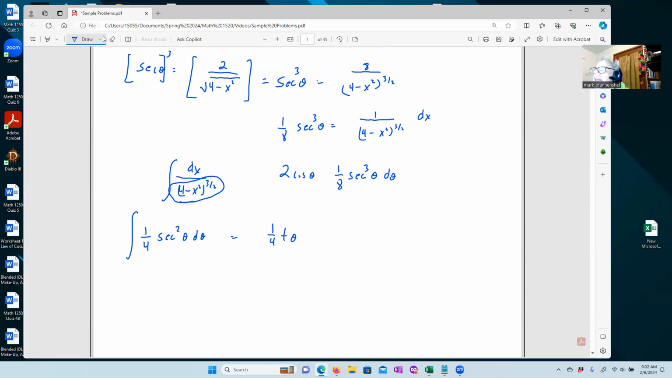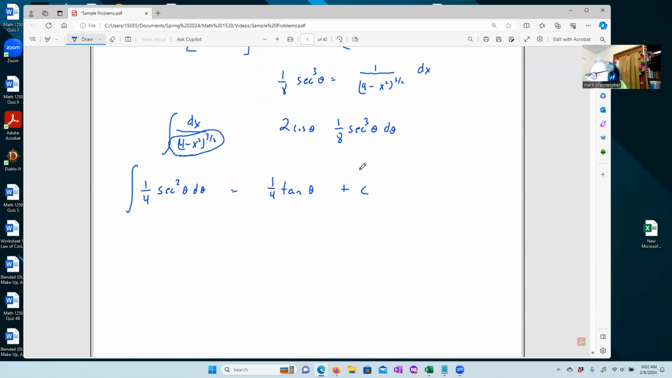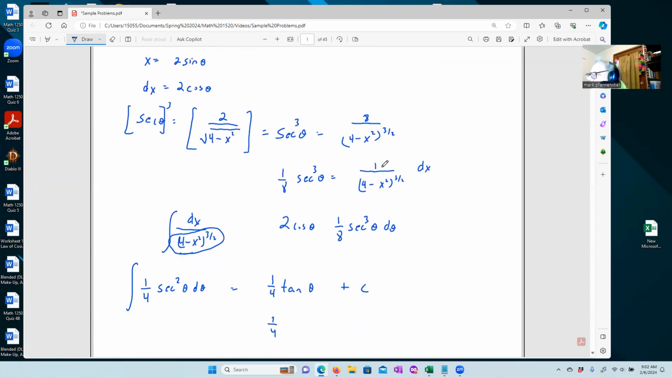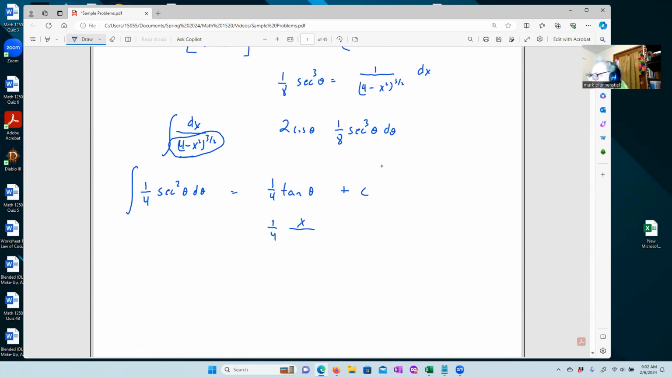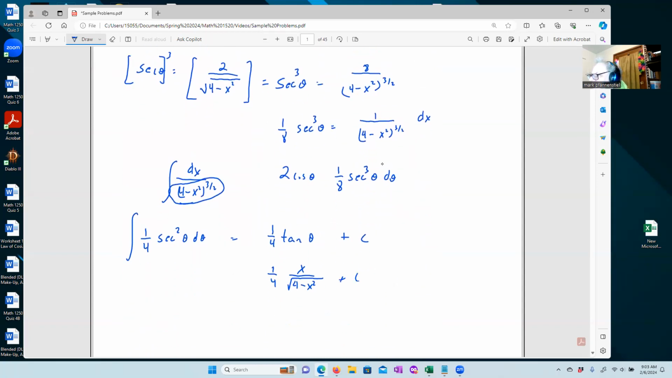Tangent theta, and there's a plus c over here. Now I'm going to go back to my triangle and say, okay, what does my triangle say? Well, let me look at tangent. Remember, tangent is just opposite over adjacent. So that's going to be x over the square root of 4 minus x squared. So we're going to have 1/4, and then we go back up here, opposite over adjacent, x over the square root of 4 minus x squared. All right, and that is going back to the original piece that I have, plus c.